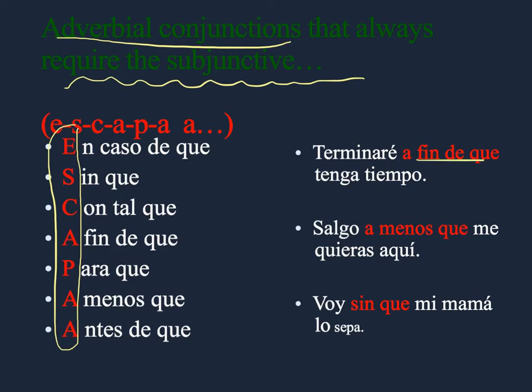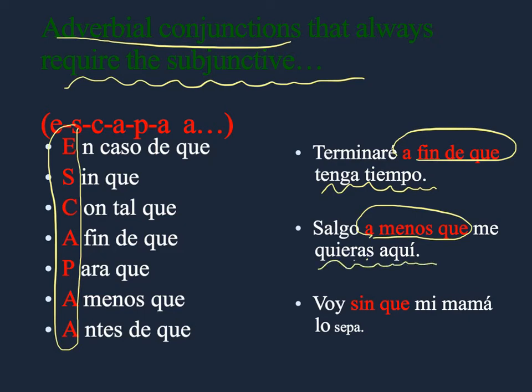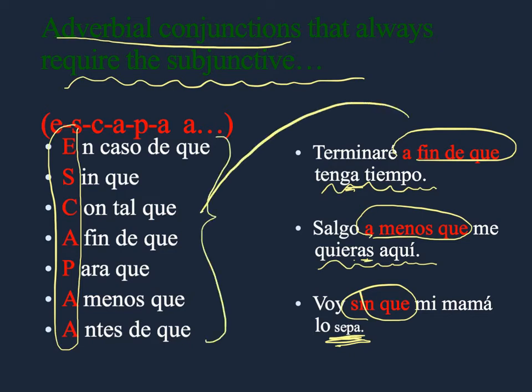Look at these sample sentences. I will finish a fin de que tenga tiempo, as long as or provided that I have time. Salgo a menos que is one of these conjunctions. I'm leaving unless me quieras aquí, you want me here. This is in the subjunctive, so the verb after the expression is in the subjunctive. Voy sin que mi mamá lo sepa. I'm going without my mom knowing it. So again, sepa from saber is subjunctive. All three of these conjunctions are contained in this escapa a acronym, and all three of them require the use of subjunctive mood.